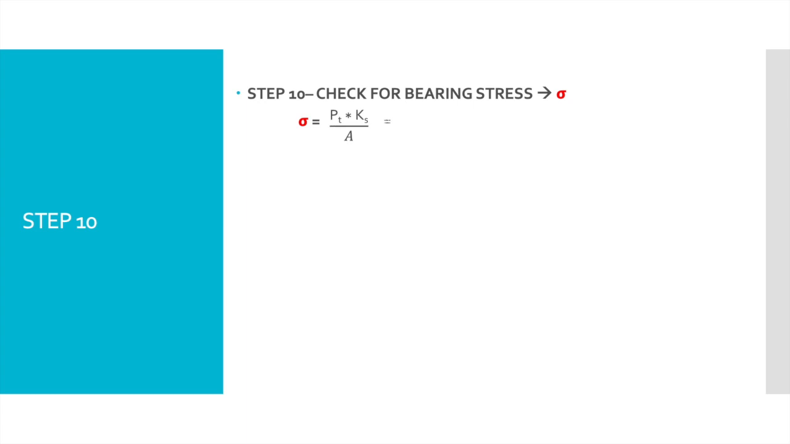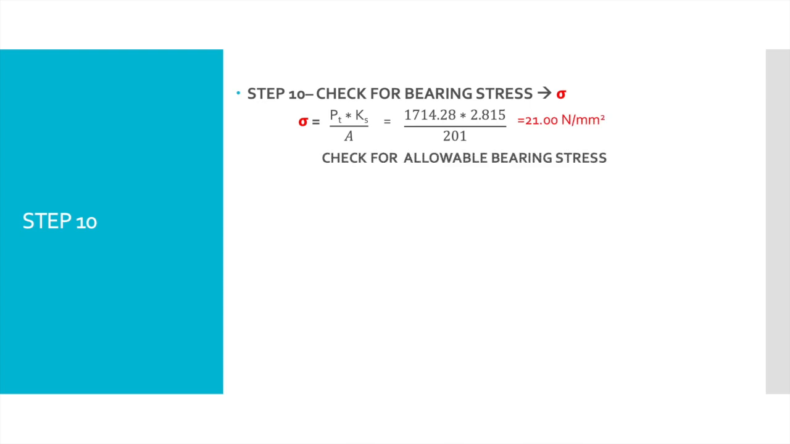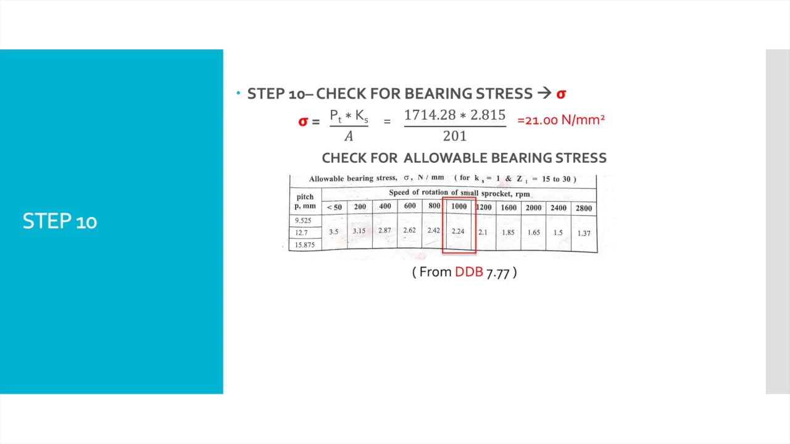So in step 10, we calculate the bearing stress, where the bearing stress formula is PT into Ks by A. The value is 21.8 Newton per mm square. We need to compare this with the allowable bearing stress, which is also the maximum bearing stress. We take it from the table DDB 7.77. So our allowable bearing stress is 22.4.